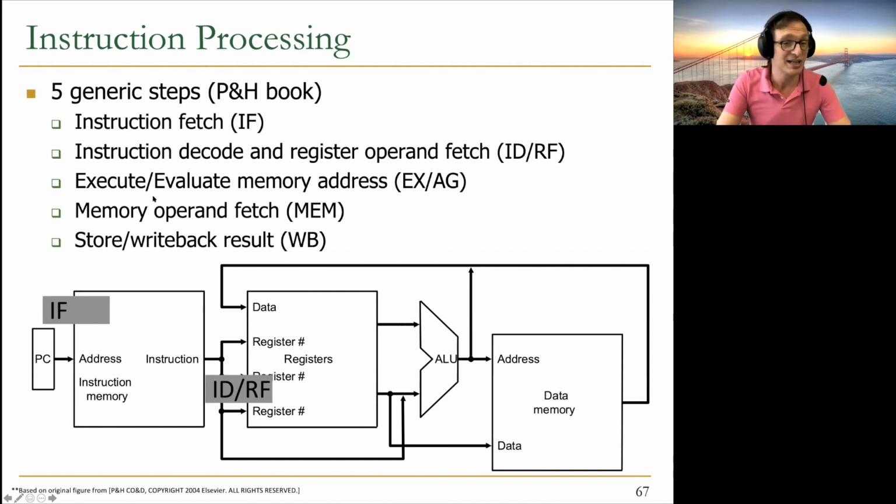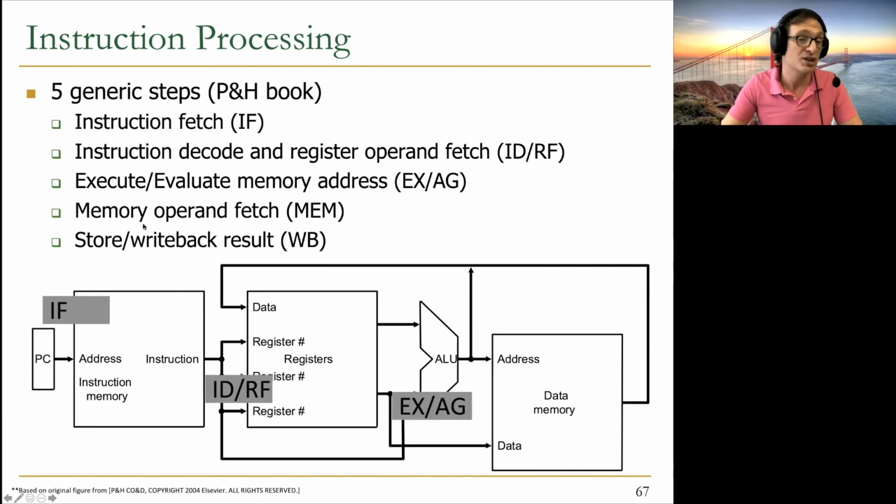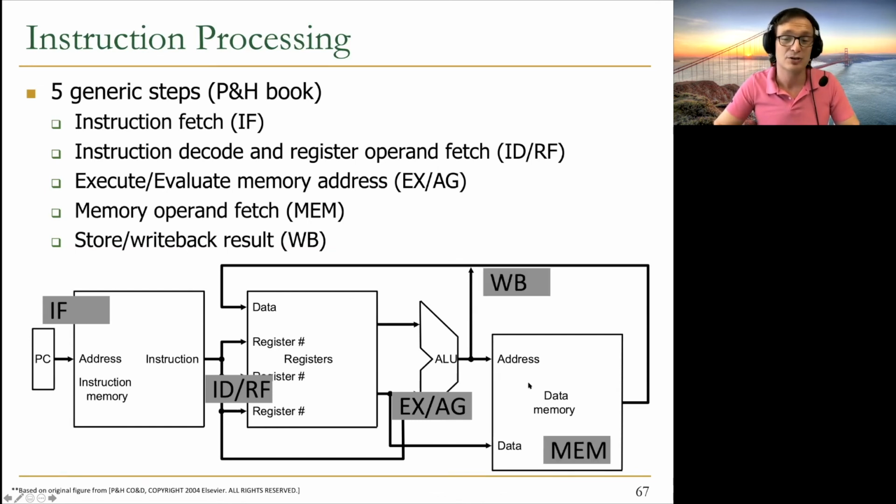And then for instructions that are executed, you go through the ALU to get executed. For instructions that require evaluating a memory address, you can evaluate the memory address in the ALU also. And then for instructions that require operand fetch from memory, you access memory. And then you store the result back to the register file. It could be from the ALU or the memory. So we're going to build a data path that essentially enables us to do this.